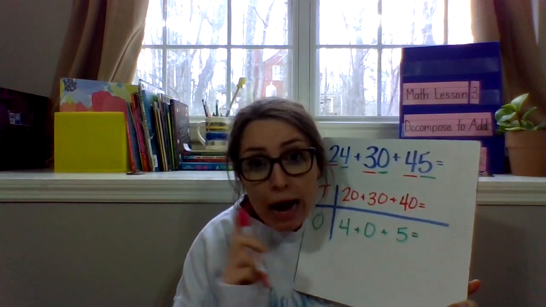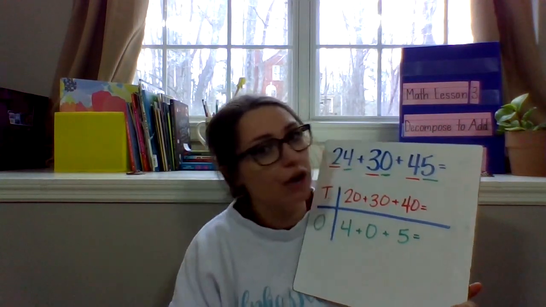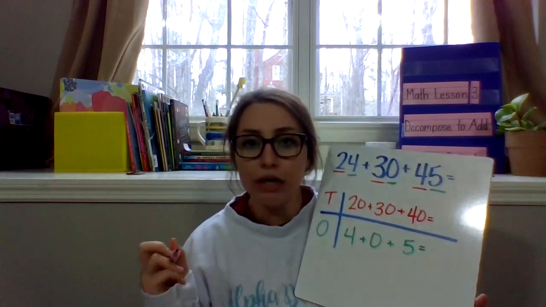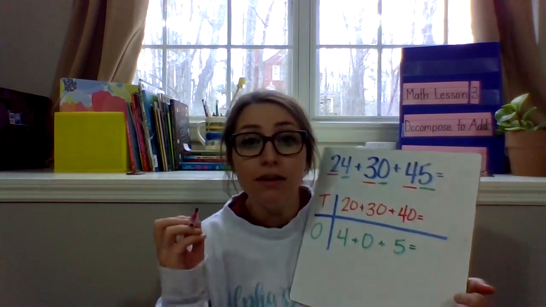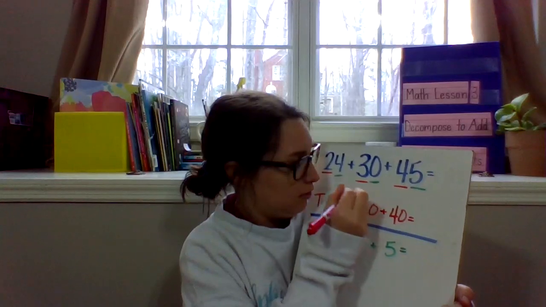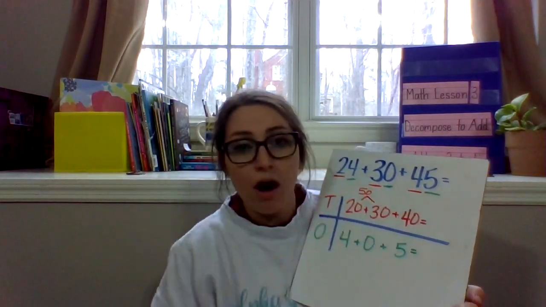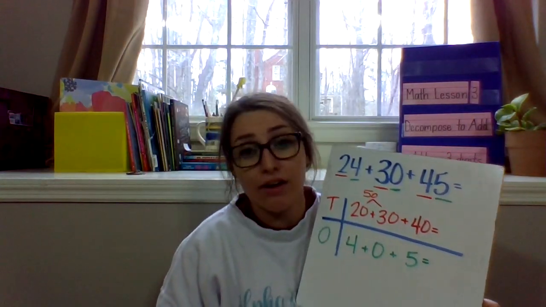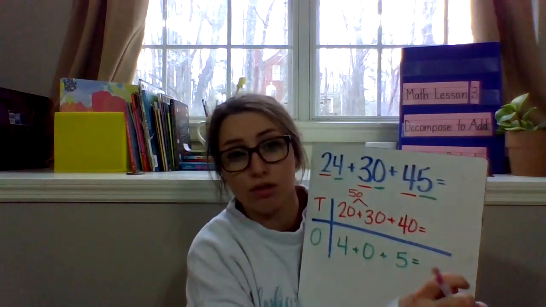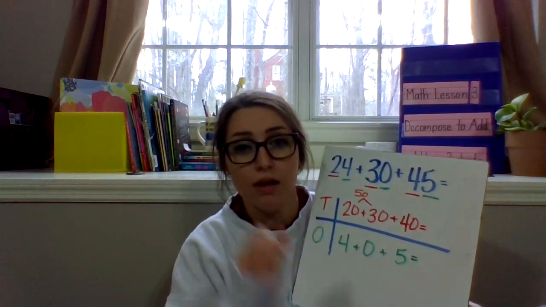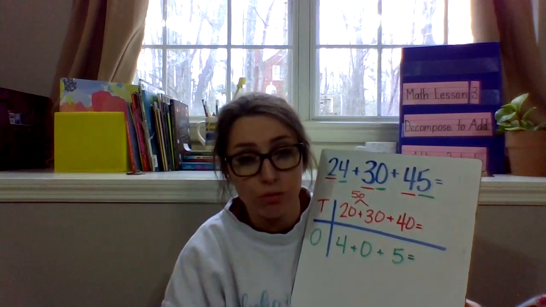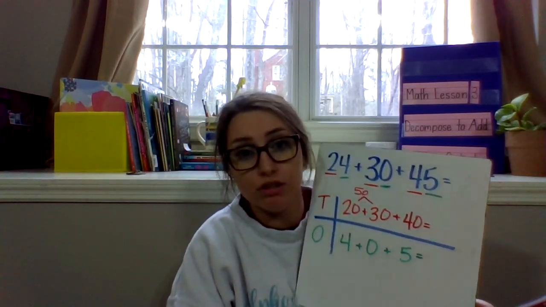Well, I know that 2 and 3 makes 5. I know that rule. So 20 and 30 has to make 50. Also, if I didn't know that, I could count on. I could start at 20 and add 3 more groups of 10. So I could go 20, 30, 40, 50, add 3 more groups of 10. There's all different ways you can add them.